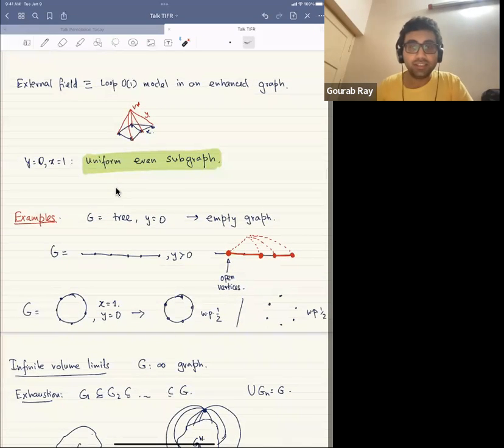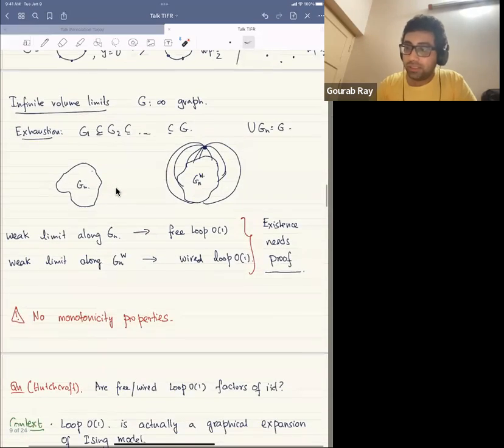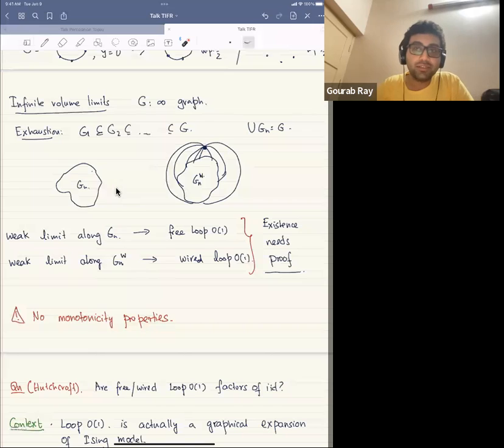So I hope these three examples gave you some idea of what even subgraphs, or uniform even subgraphs, will look like. And just for simplicity, let's stick with x equal to 1, y equal to 0 for the majority of this talk. Essentially, it's going to boil down to that. So let me move on. Again, if you want to talk about factors of IID, you have to talk about infinite volume limits. When you take infinite volume limits, if you're familiar with this area, there are two ways to take the limit. You take an exhaustion of the graph, some sequence of increasing subgraphs which converge to G, or whose union is G.